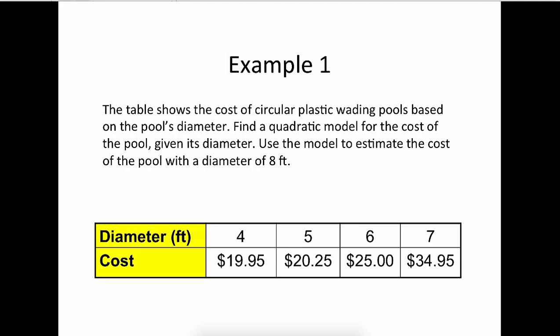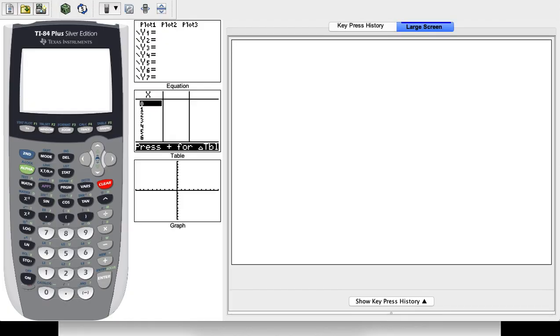You see down here we've got different diameters. We've got a 4-foot diameter, 5-foot diameter, 6-foot diameter, and 7-foot diameter. The 4-foot diameter pool costs $19.95. The 5-foot diameter costs $20.25. The 6-foot diameter costs $25, and the 7-foot diameter costs $34.95. I'm going to show this app on my computer that I'm testing out.